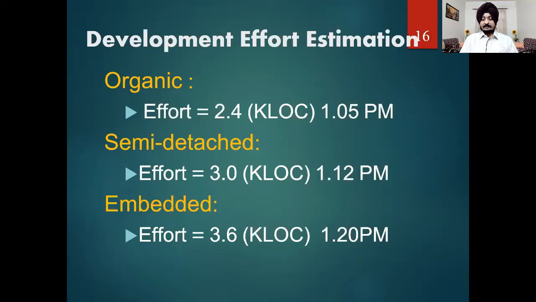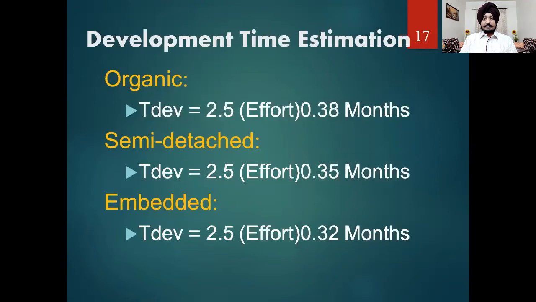Like for organic, the effort will be 2.4 times KLOC, raised to the factor 1.05, and in case of semi-detached, the effort can be calculated as the variable 3.0 multiplied by kilo lines of code, raised to the factor 1.1. So in case of embedded, the factors are 3.6 and 1.2 respectively. So in this way we can estimate the effort required for a project.